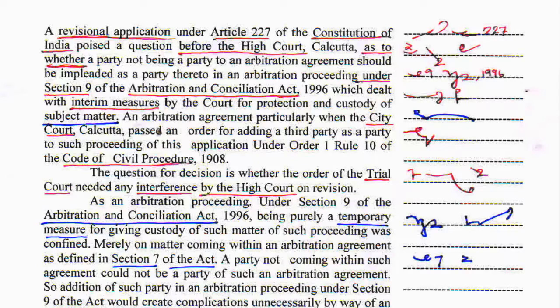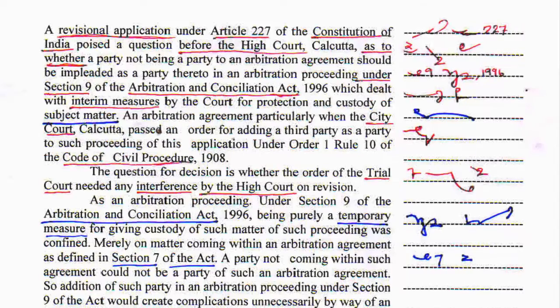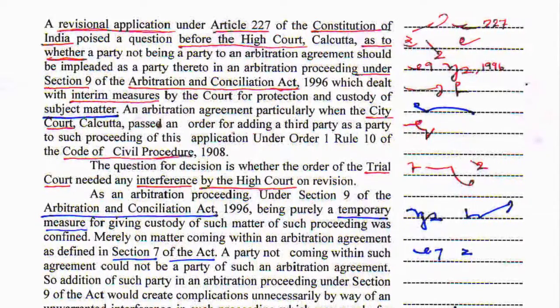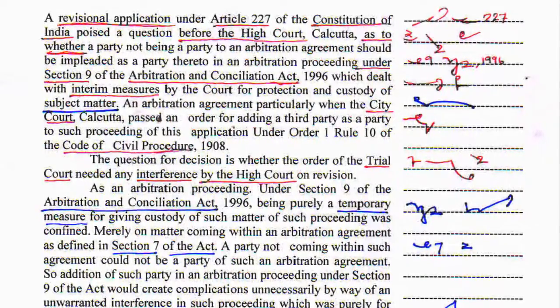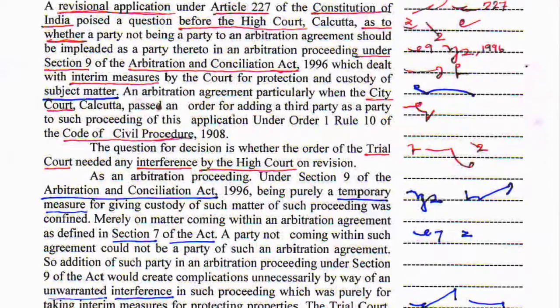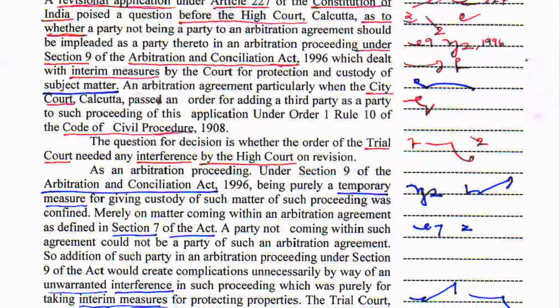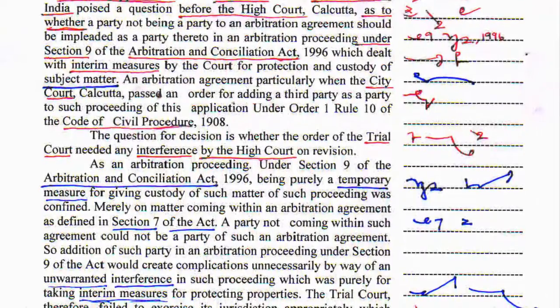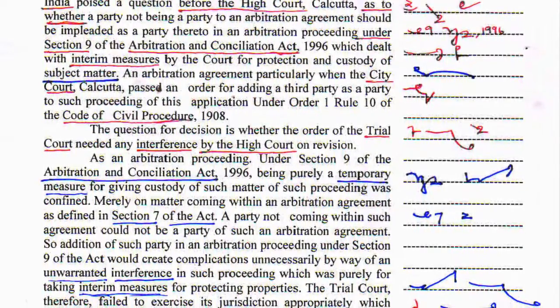Let's start. A revisional application under Article 227 of the Constitution of India posed a question before the High Court at Calcutta as to whether a party not being a party to an arbitration agreement should be impleaded as a party thereto in an arbitration proceeding under Section 9 of the Arbitration and Conciliation Act 1996, which dealt with interim measures by the court for protection and custody of subject matter.